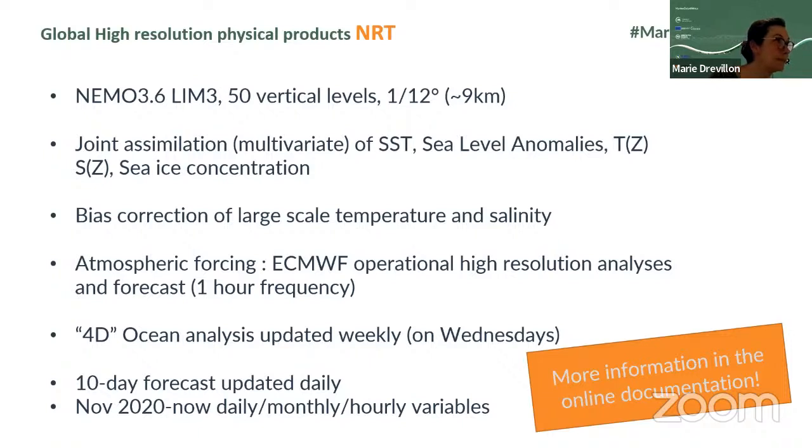And we assimilate data in a multivariate way in this model. So we assimilate the sea surface temperature from satellite, the sea level anomalies, temperature and salinity in situ profiles, including Argo profiles, of course, and sea ice concentrations in the sea ice model. We also perform a bias correction to reduce the bias in temperature and salinity. It's a correction at large scales, as opposed to the data assimilation, mostly done at small scales, mesoscale activity. Okay.